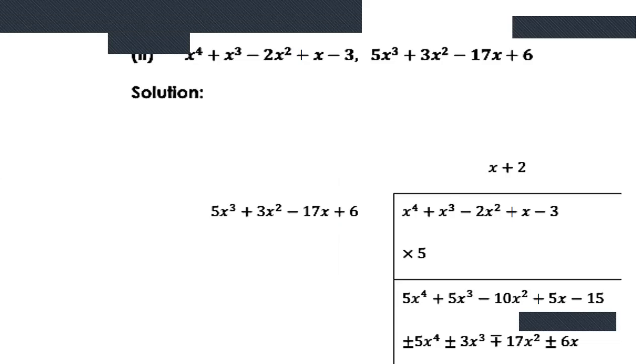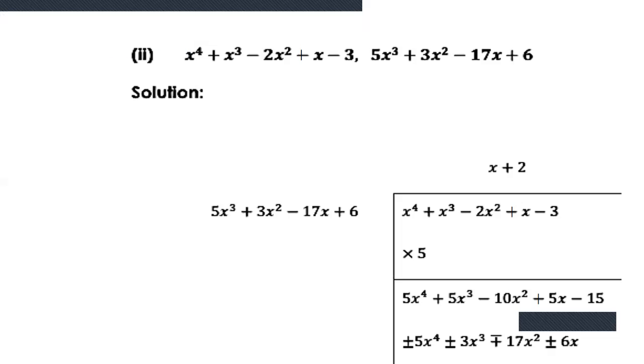Okay. Here we have to equalize their coefficients. In 5x cube we have coefficient 5, but with x power 4 there is coefficient 1. So to equalize their coefficients, we will multiply the x power 4 expression by 5.